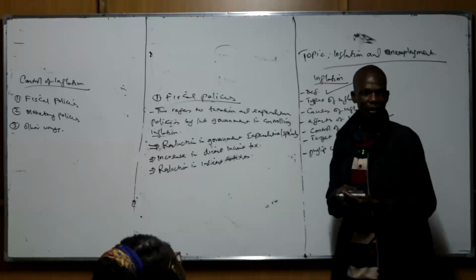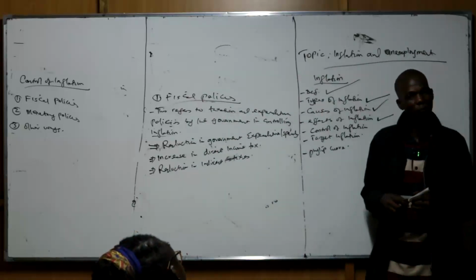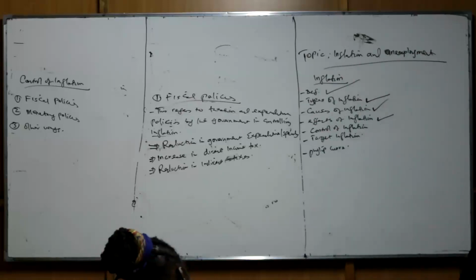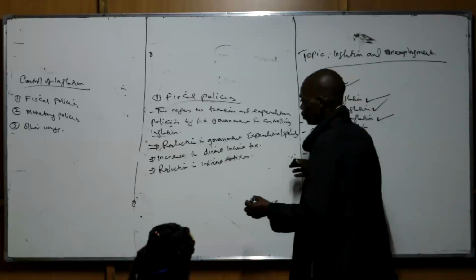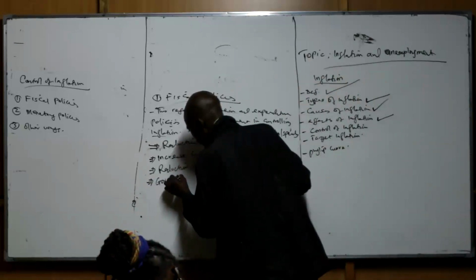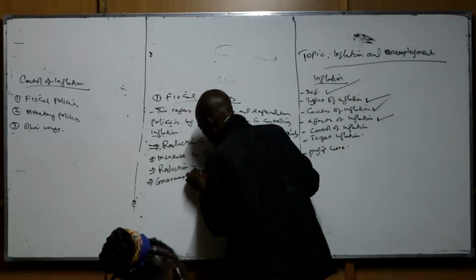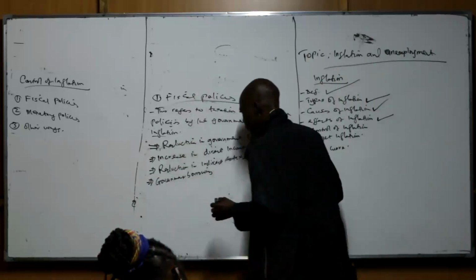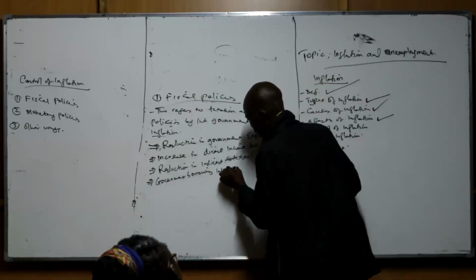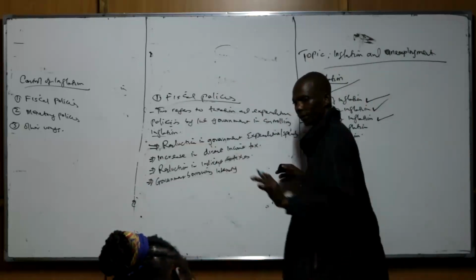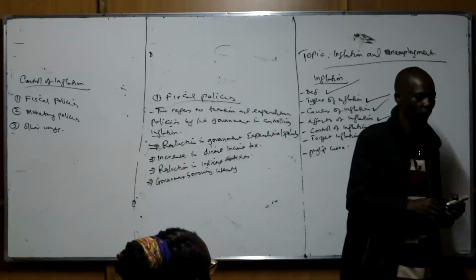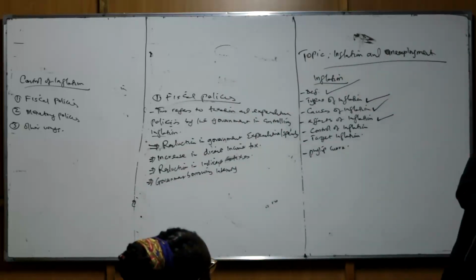Another thing the government can do is borrow from the people. So government borrowing can also do the trick. Government borrowing internally. We also have external borrowing, which is when we are borrowing from the IMF, World Bank, and so forth. So we can also do that.